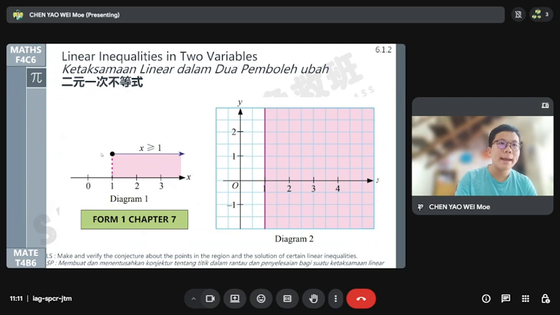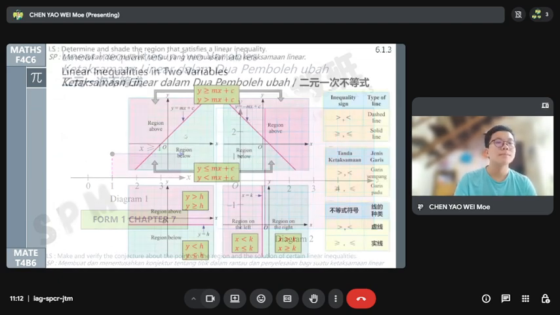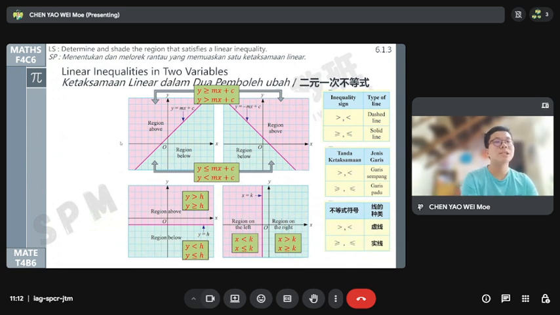But we can make this number line diagram become a Cartesian plane diagram. So we can also represent the inequality using a Cartesian plane. I think you learned this in Form 1 chapter 7. And we can represent the inequality to state the region. Let's see the picture here.